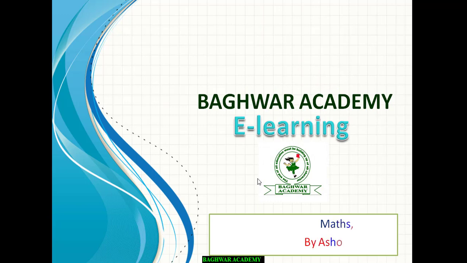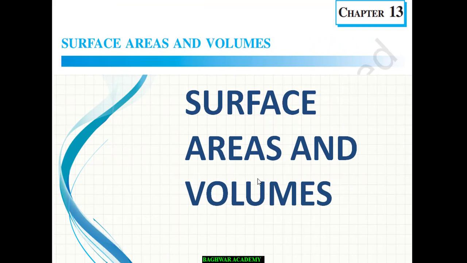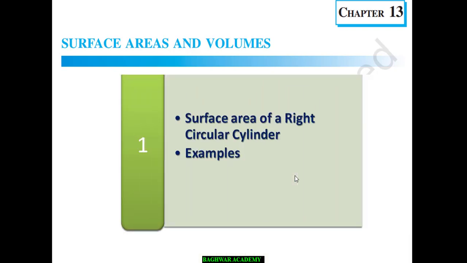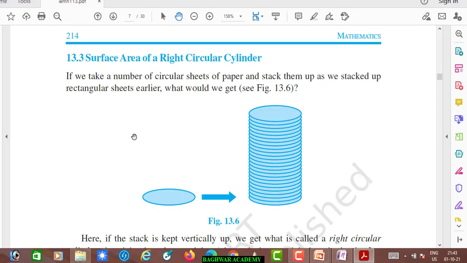As we had started mensuration already, one exercise we had completed, exercise 13.1. We were doing surface area and volumes, and in this class, we are going to see surface area of a right circular cylinder, and a few examples we will see from NCERT. So let's start. Here we have surface area of a right circular cylinder.